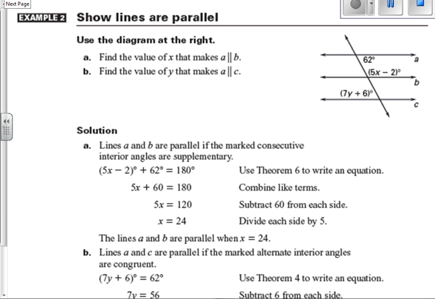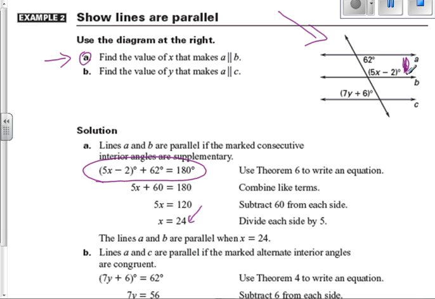Let's see what's next. All right, show lines are parallel. So using the diagram at the right, we're looking at A right now. Find the value of x that makes A and B parallel. All right, these are consecutive, right? Consecutives have to be 180 degrees. So if you look down here, they've already done that. They said 5x minus 2 plus the 62 is equal to 180. And you go ahead and solve for x, and x is 24. Therefore, you know that when x is 24, these two lines, A and B, will be parallel when my consecutive interior angles are supplementary.